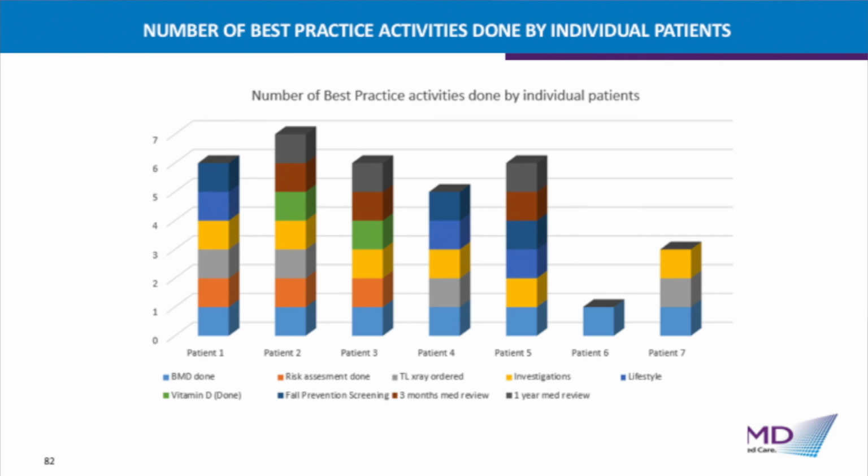So patient number 6 did not get appropriate care. I can call that patient. I can do those activities in order to prevent another fracture.